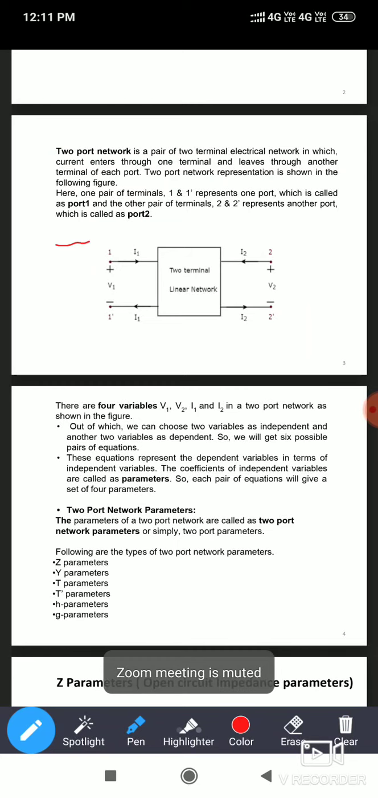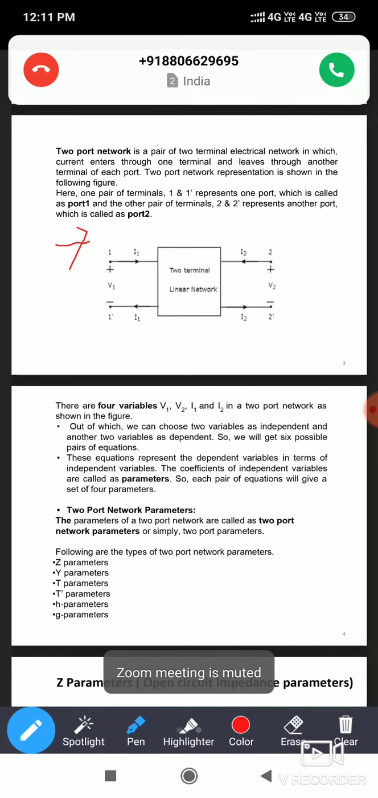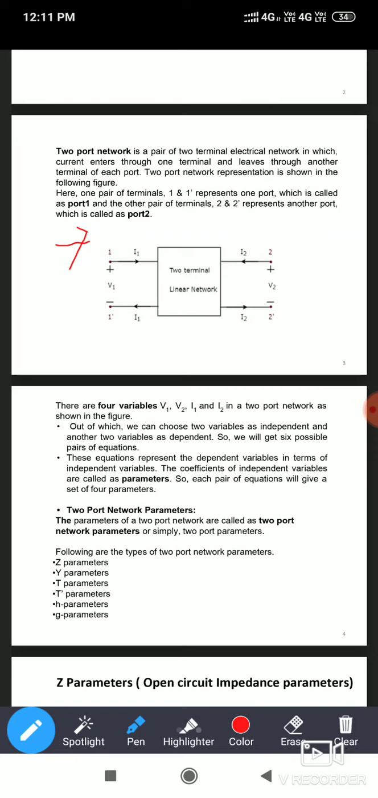Now here current is flowing in this direction, and it is leaving in this direction.